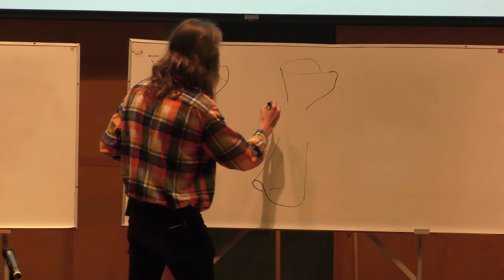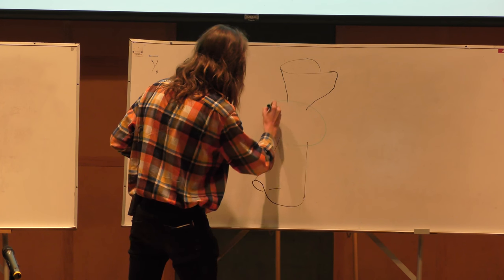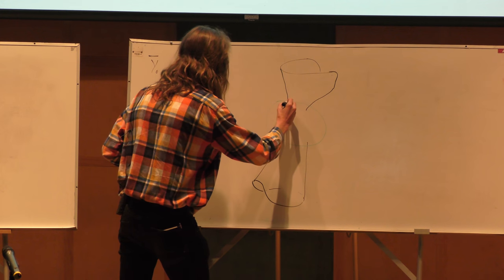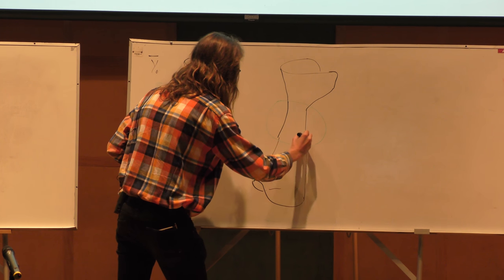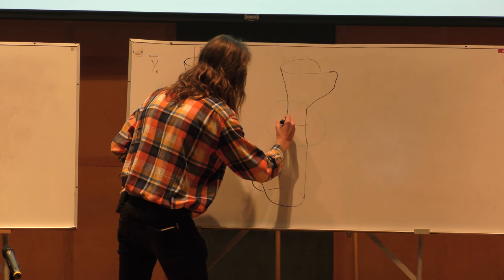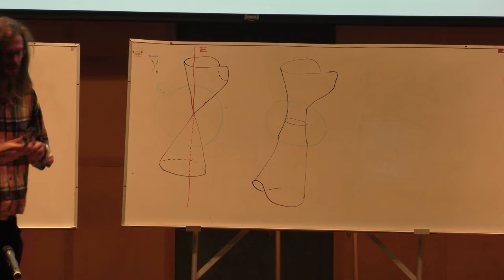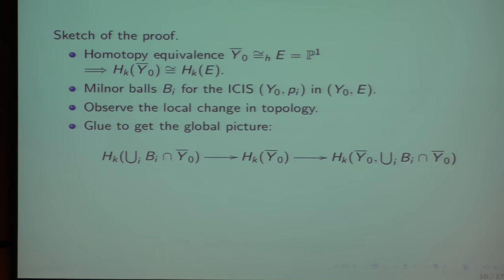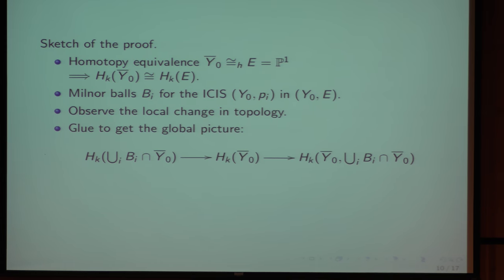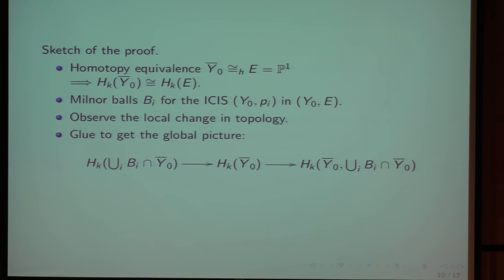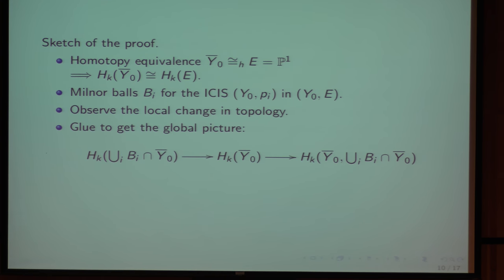The Milnor ball comes in here, and now you have a local Milnor fiber, which could look like this, with some vanishing topology here. And then you only need to glue all this together to get the global picture, which means you look at the long exact sequence from this pair of spaces.